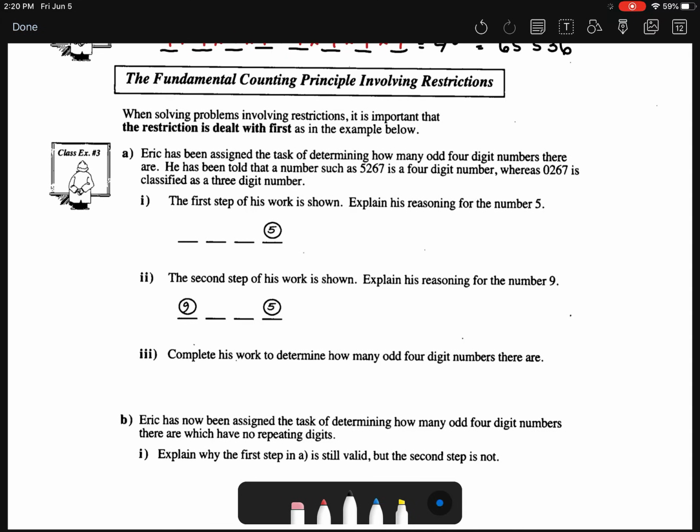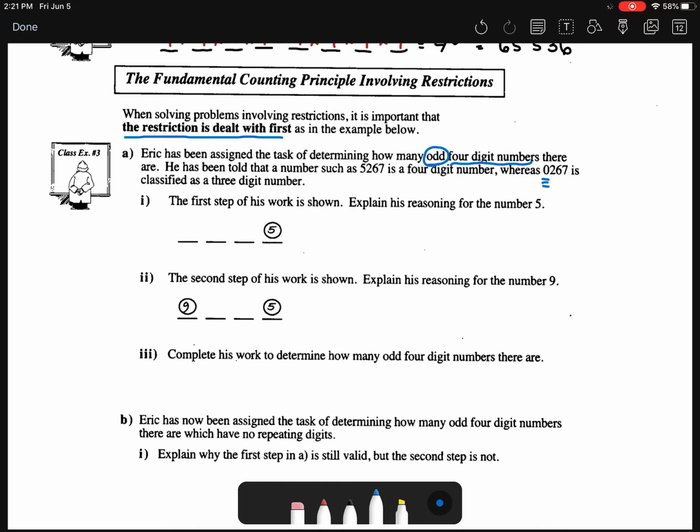Now, fundamental counting principle involving restrictions. The most important thing here, obviously what is bolded, is that you deal with the restrictions first. So whatever they say in the question has to or cannot happen, you deal with that first, and then you deal with the remaining spaces or blanks in the question that need to be filled in. So let's take a look at what that looks like. Eric has been assigned the task of determining how many odd, so that's important, 4-digit numbers there are. He's been told that a number like 5,267 is a 4-digit number, whereas 0267 is classified as a 3-digit number.